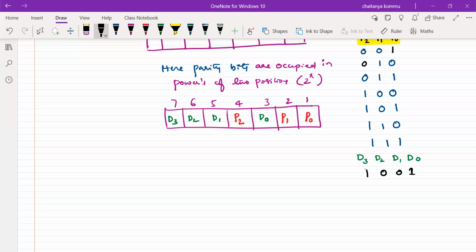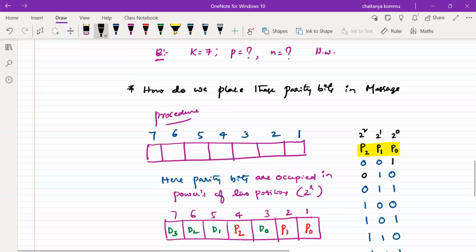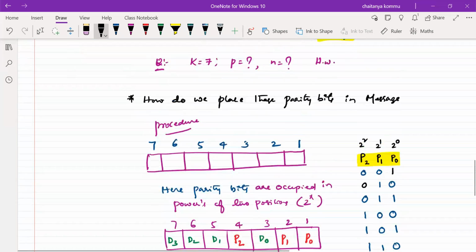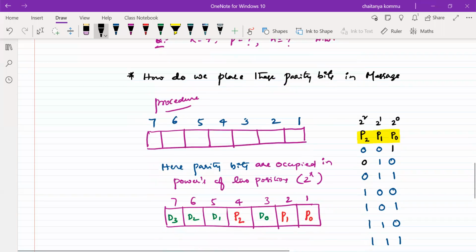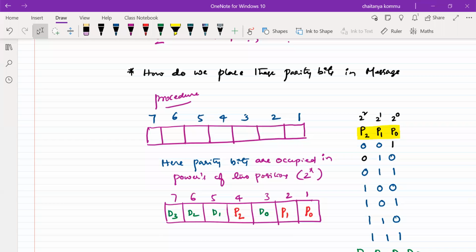So how do we fix the positions of the message bits and parity information? Please respond by chat message. The first question is how many parity bits are required based on the message signal. The second thing is where I have to place the message bits and parity information. That is the second point.